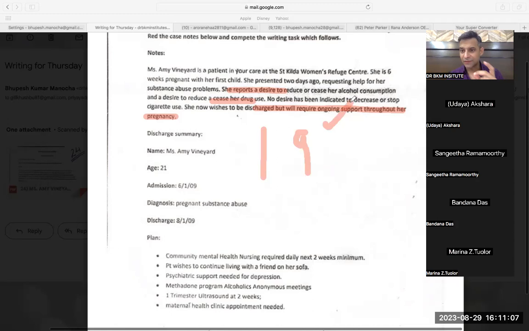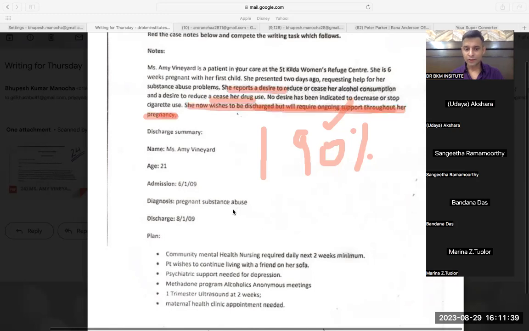So each and every letter is different. The first thing you do in your OET writing is to understand the purpose of the letter. If you can figure out the purpose of the letter, it is 90% that you will pass. So it's just about understanding the purpose of the letter. So in this letter, I can understand that now she wishes to be discharged, but requires ongoing support throughout her pregnancy. So that is the main thing of this letter.